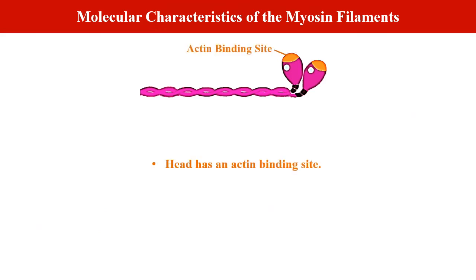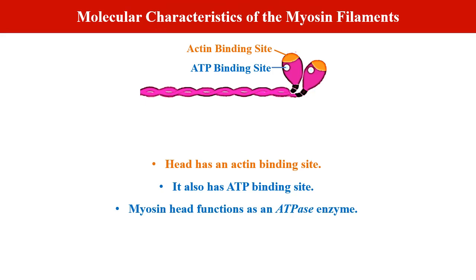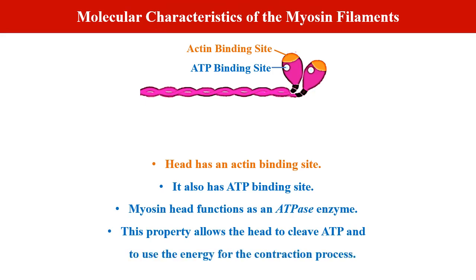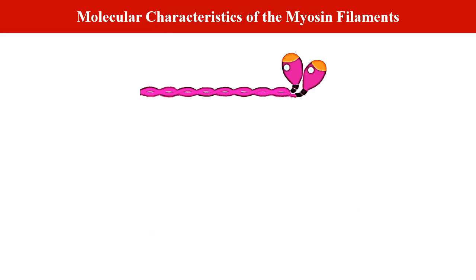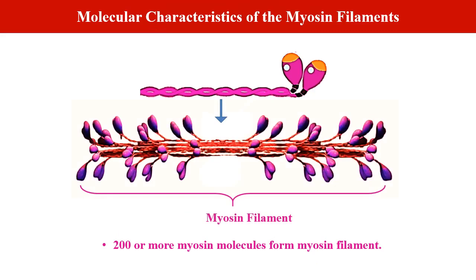The head has an actin binding site. It also has ATP binding site. Myosin head functions as an ATPase enzyme. This property allows the head to cleave ATP and to use the energy for the contraction process. 200 or more myosin molecules form the myosin filament.